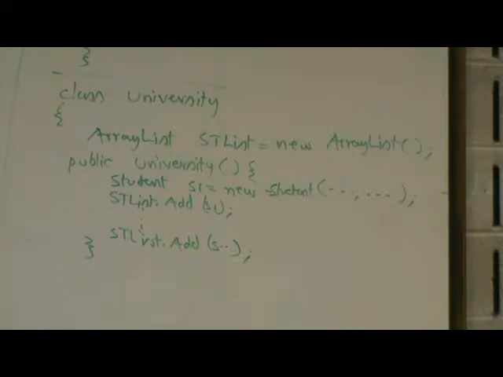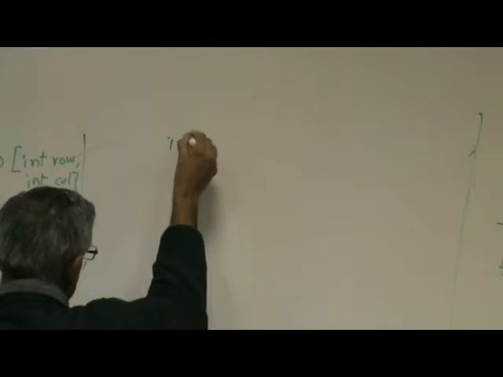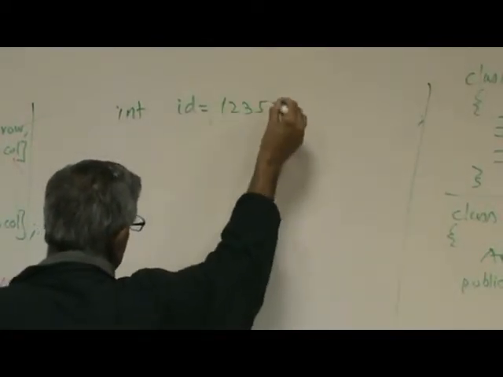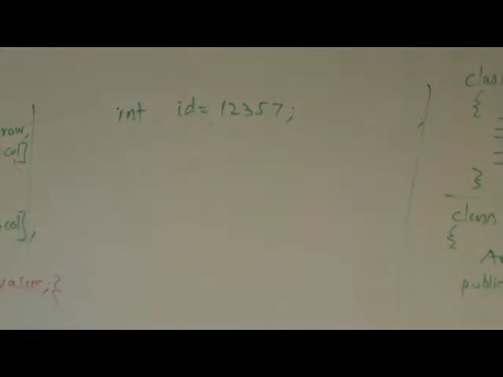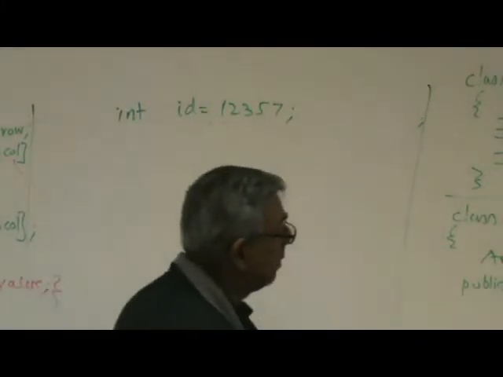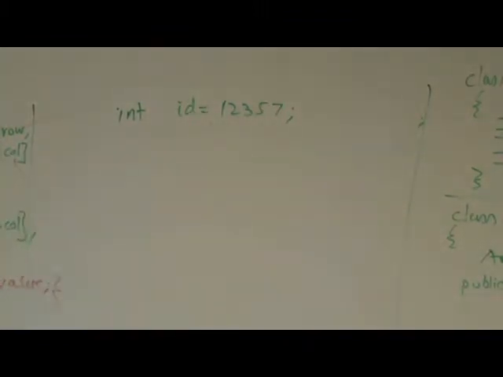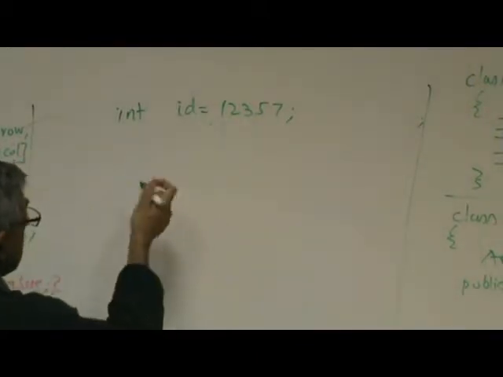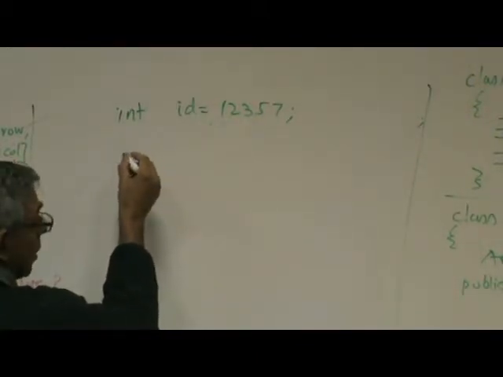What if we wanted to provide a capability, let's say, to search for a particular student, right? So our code will typically look like this: suppose we wanted int ID equal to 1, 2, 3, 5, 7, whatever the ID is. And we wanted to know what's the detail of this particular student in our university class, okay? So if we did not write an indexer, then this is how our code will look.